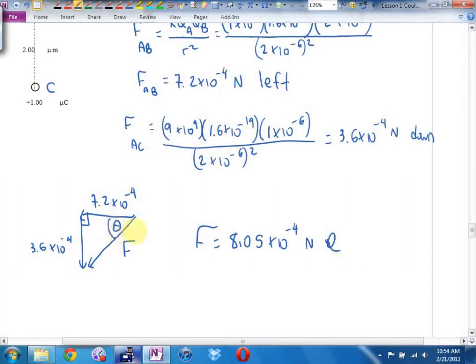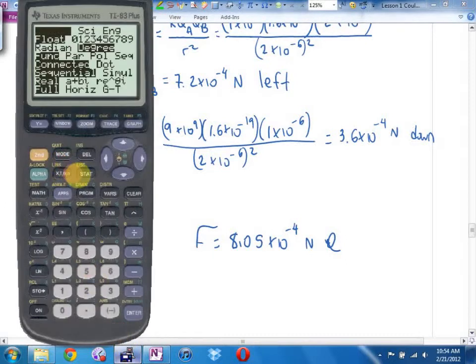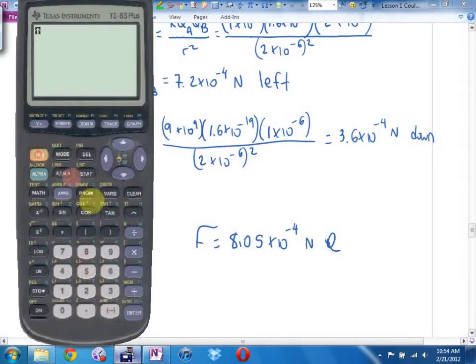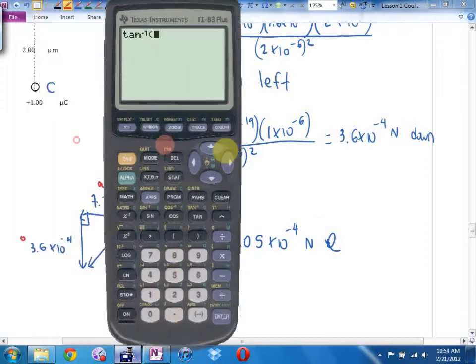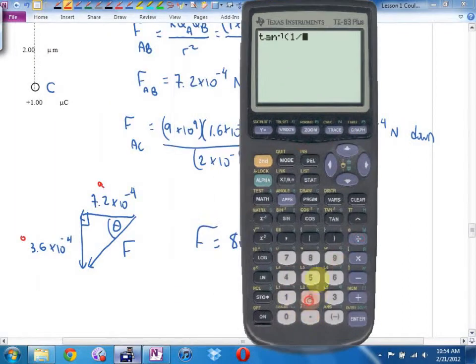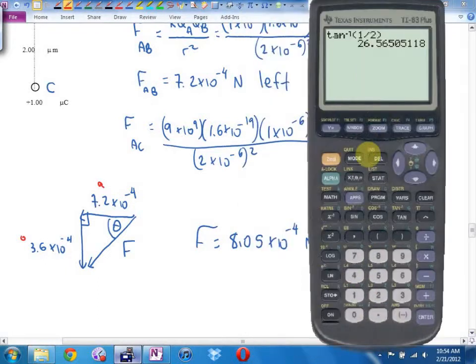There's theta, opposite over adjacent. Mode. I am in degrees. And Connor, I took a blazing shortcut. I noticed that this divided by that is a half, so rather than type in all that scientific notation, I went shift tan of a half. Anyways, and you get 26.6 degrees? 27 degrees? Yeah.